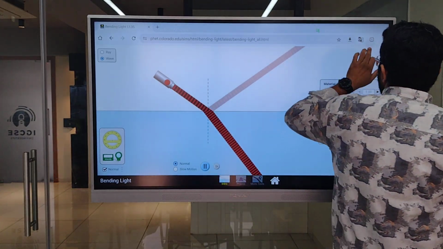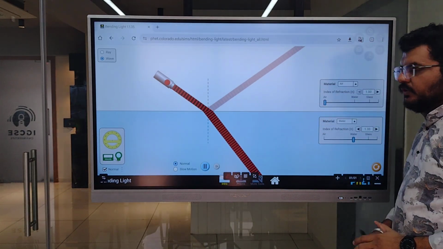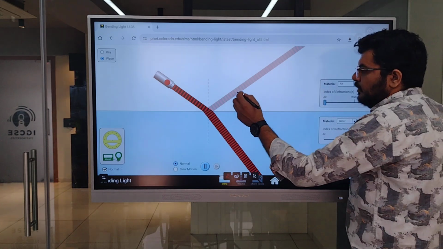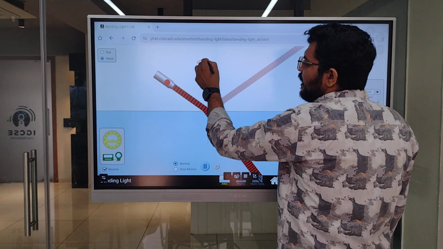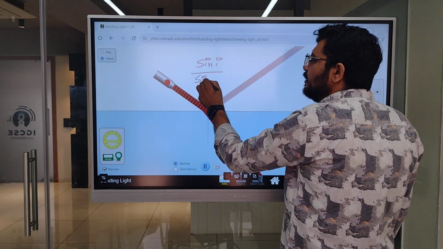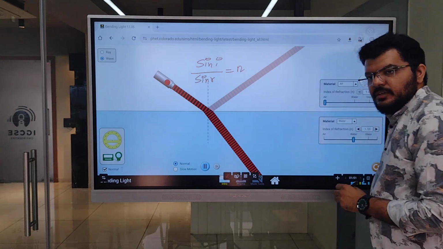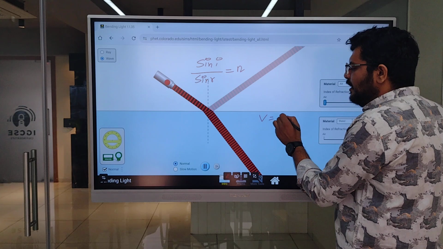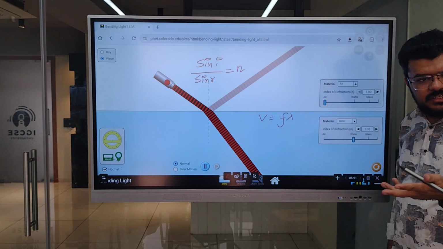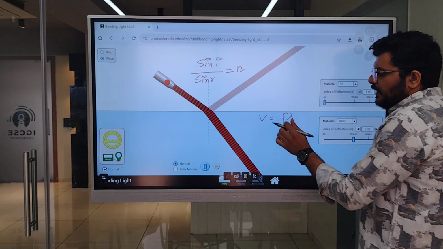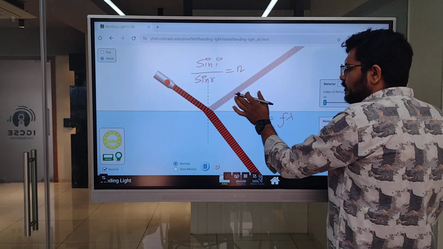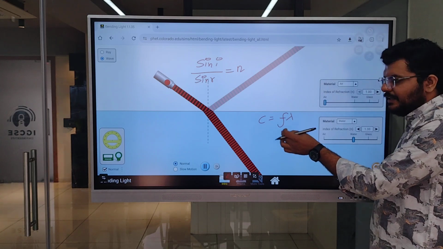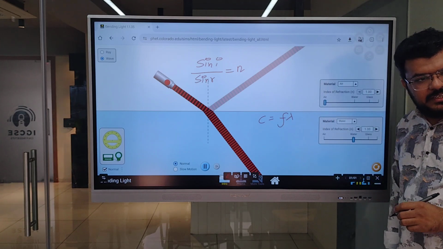Okay. Now there are just two last things left, and then the topic for today is over. Now we already know that sin I upon sin R is nothing but the refractive index. Now if you remember, can we write V is equal to F lambda? This is the wave equation. This applies to every wave. Can I write that the speed of light in air is equal to frequency of that light into the wavelength of light in air?